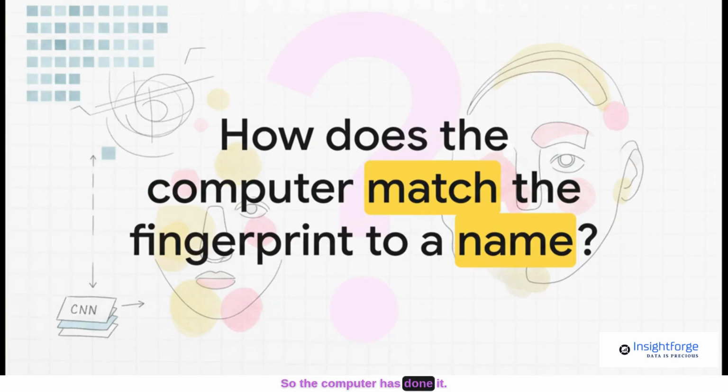So the computer has done it. It has translated the messy, complicated reality of a human face into a clean, unique mathematical signature. It has learned to see. But that raises the next huge question, right? How does it take that fingerprint and match it to a name in a database? Well, that is the story for our next explainer.